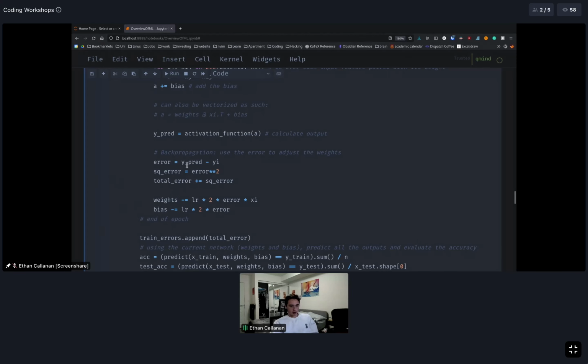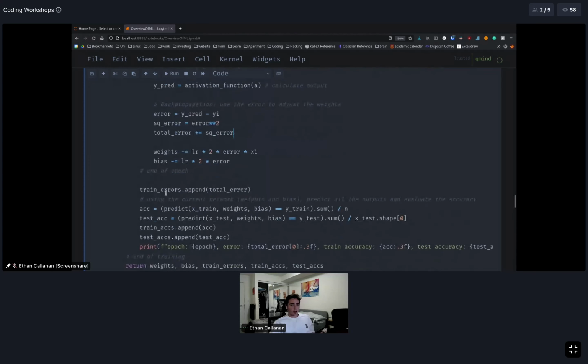All right, so we use square error so that we don't have any negative numbers. And then we add that to our total error. Now that we have what the error was, this is the backpropagation algorithm. Sorry, I don't know if I mentioned that. Once we have our total error, we can go back and adjust the weights and the bias based on that.